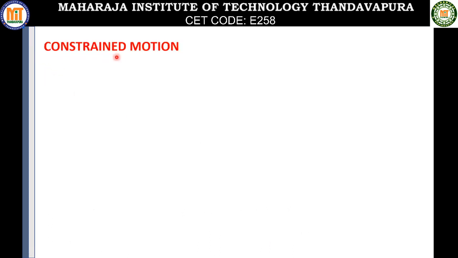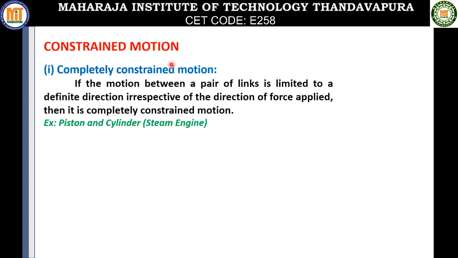Now let us discuss some of the constrained motions that the links of a kinematic pair can have. The first one is the completely constrained motion. Here, in the completely constrained motion, the links have a specific or definite direction in which the motion happens. So if the motion between a pair of links is limited to just a definite direction, irrespective of the direction of force applied, then I call it completely constrained motion.